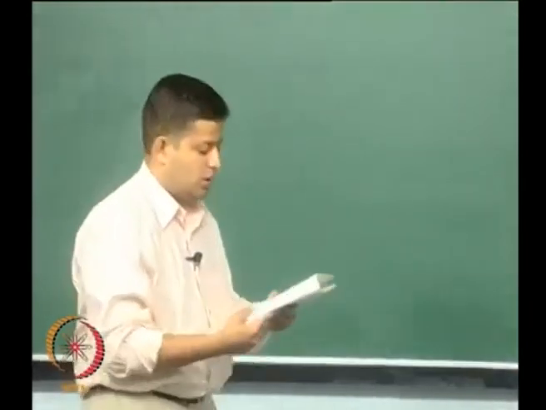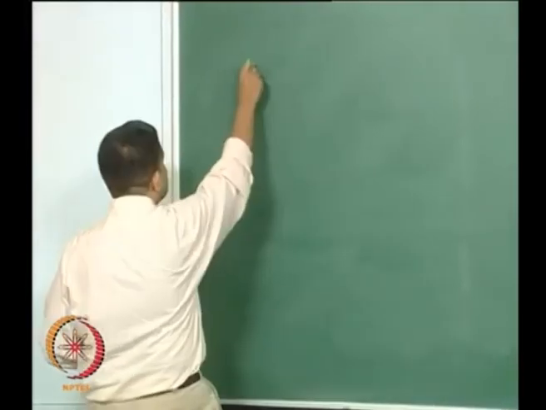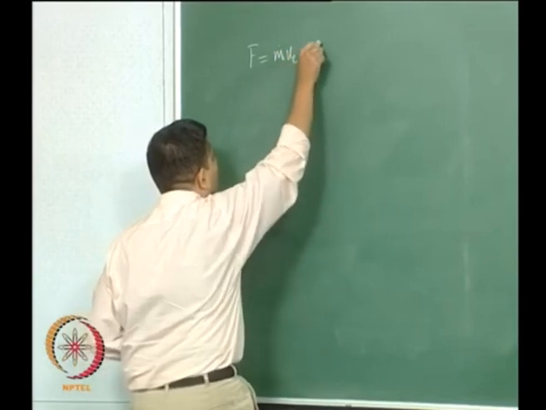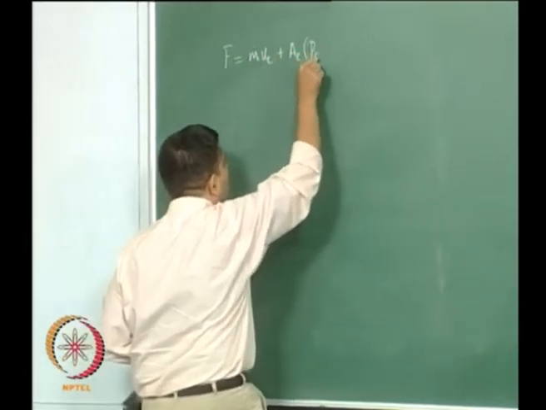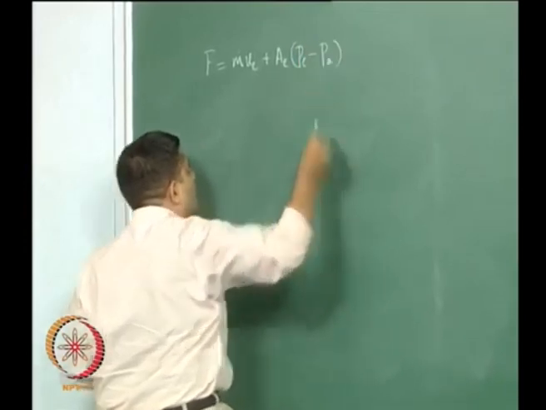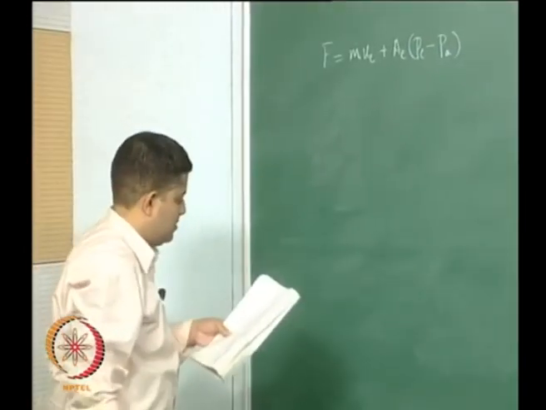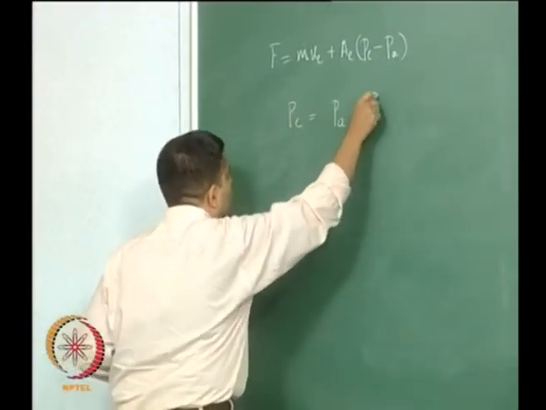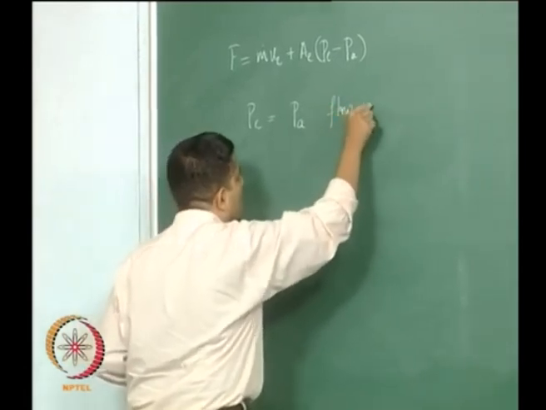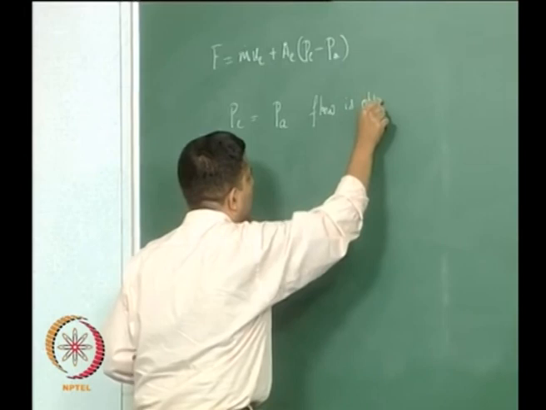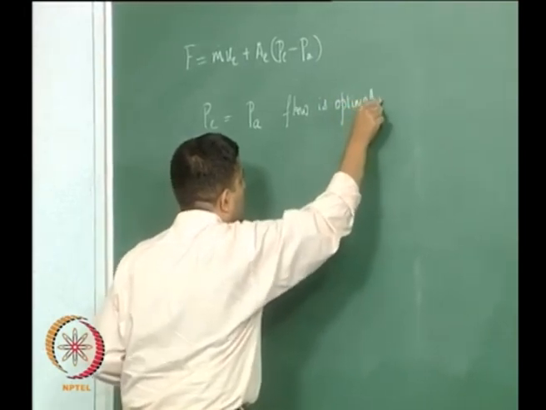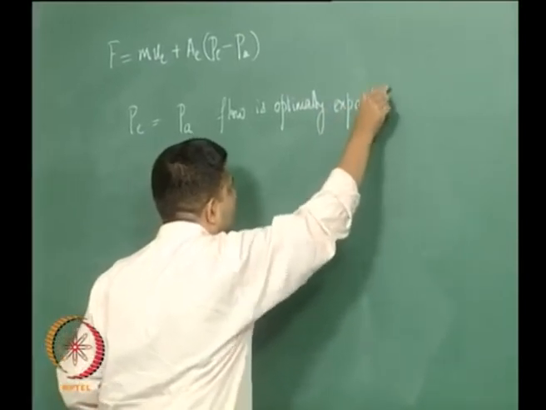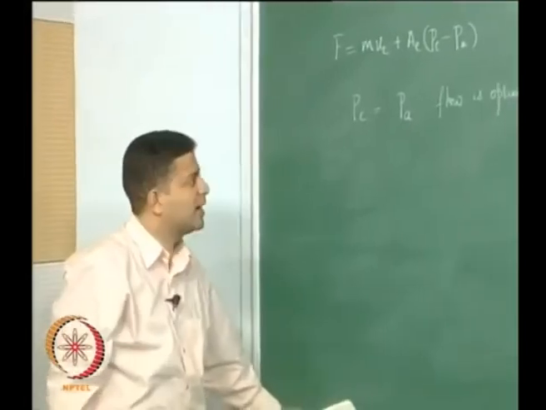So now we know that in our thrust equation, F is equal to m dot ue. If PE is equal to PA, then the flow is optimally expanded and gives us the maximum thrust.